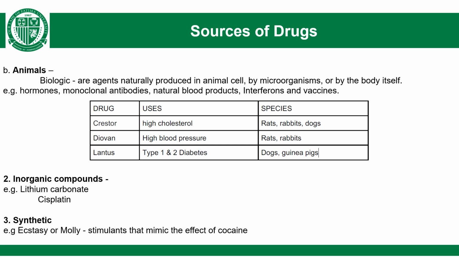From animals, you have the biologics. These are agents that are naturally produced in animal cells, microorganisms, or in our body, just like the stem cells, the hormones, the antibodies, blood products such as the PRBCs, fresh frozen plasma, and the whole blood, which could help people who are suffering from anemia. You also have interferons and vaccines.